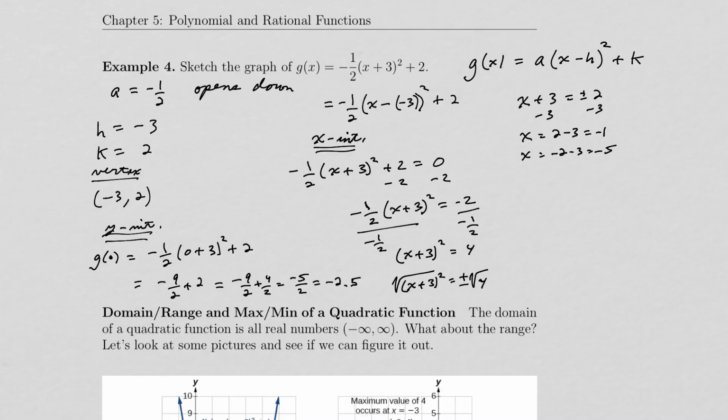So my two x-intercepts are going to be (-1, 0) and (-5, 0). Okay, so if I put all this together, I'm going to squeeze the graph in this little corner here at the side.